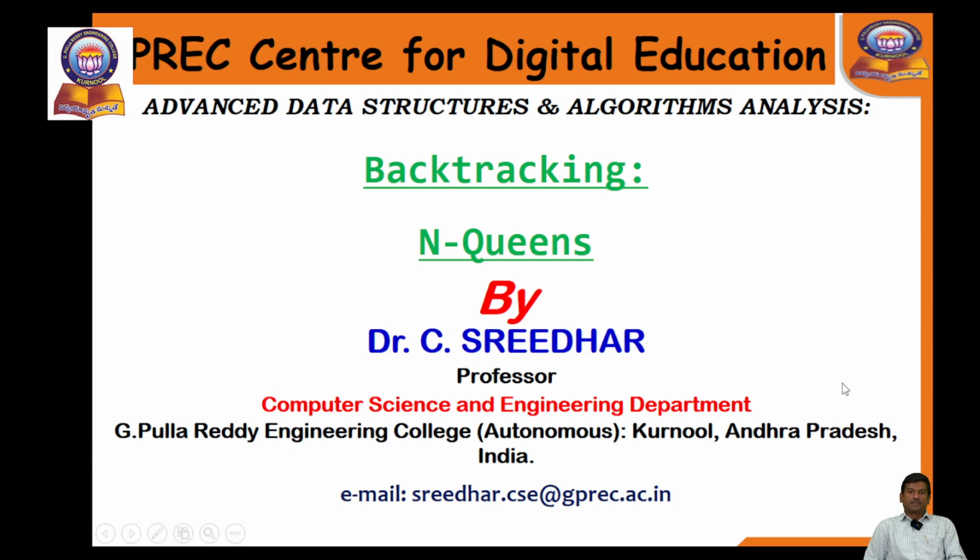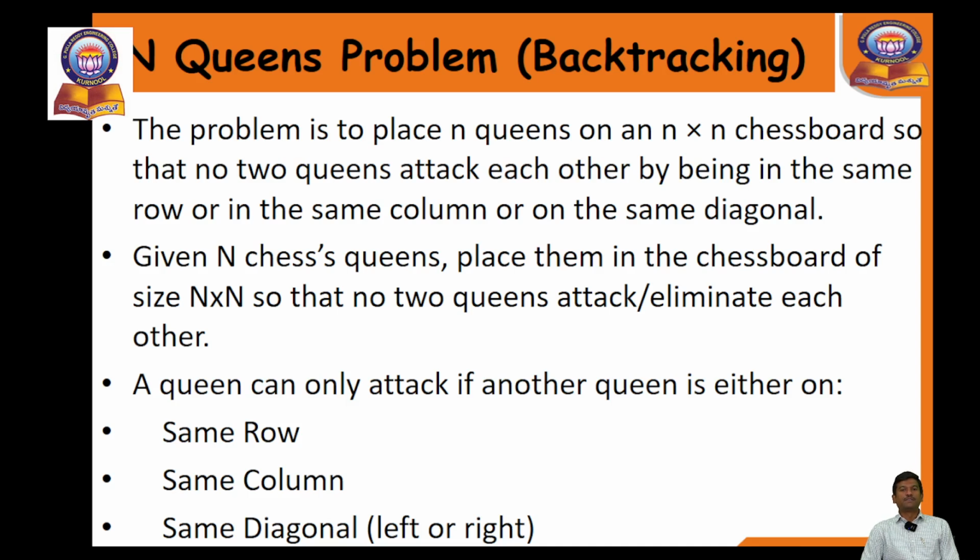So this lecture covers the concept of backtracking for the N Queens problem. Coming to the N Queens problem using backtracking, the problem is to place n queens on an n by n chessboard so that no two queens are under attack by being in the same row or in the same column or in the same diagonal.